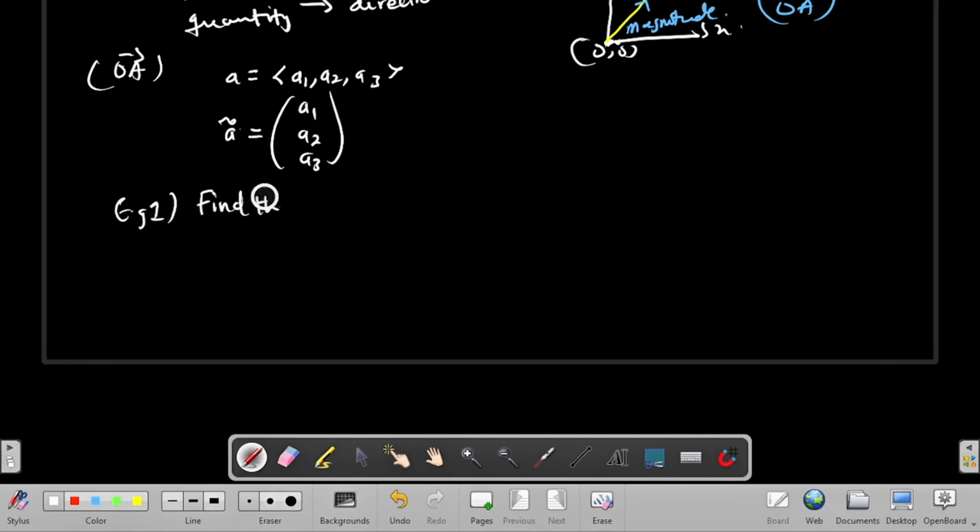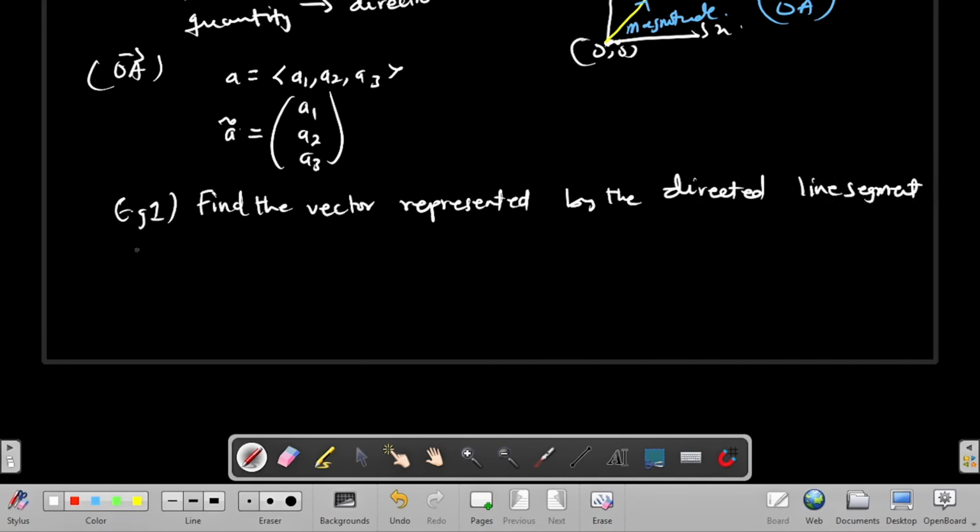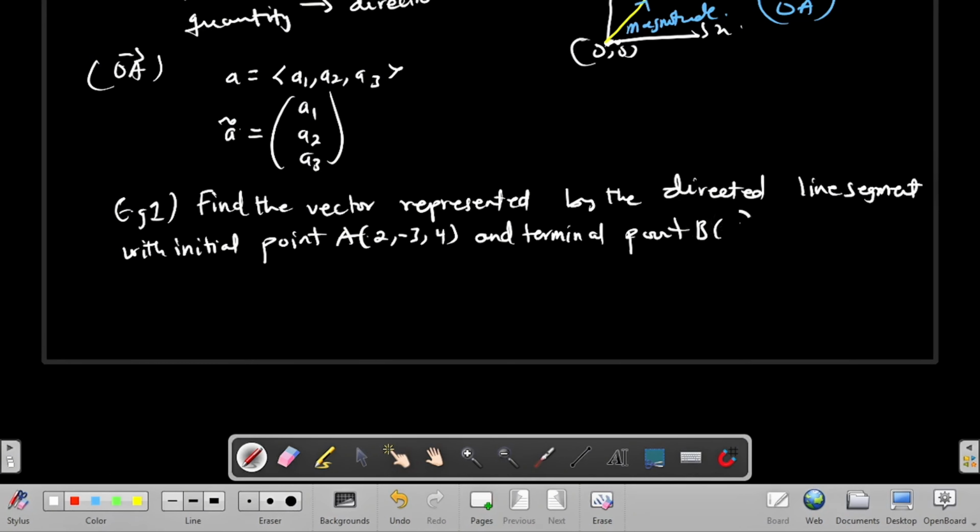Find the vector represented by the directed line segment with initial point A given as (2, -3, 4) and terminal point B given as (-2, 1, 1).